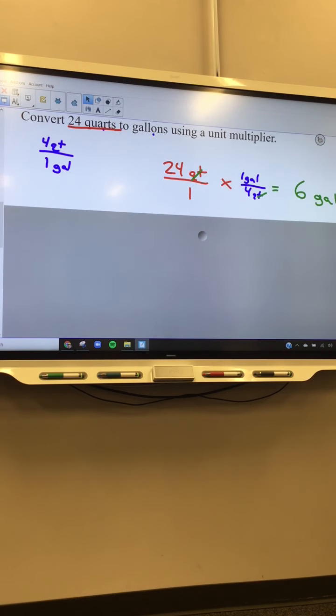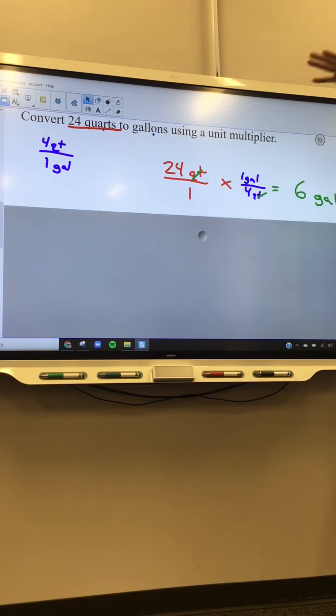Now, did you look at that and say, well, isn't that easier to just think about, I've got 24 things, I'm going to put them into groups of 4? Like, isn't that kind of like a division problem, right? 24 divided by 4 gets me down to 6. And that's really what we're doing here. But when you start dealing with much, much larger quantities, it becomes tougher, and this might be easier.